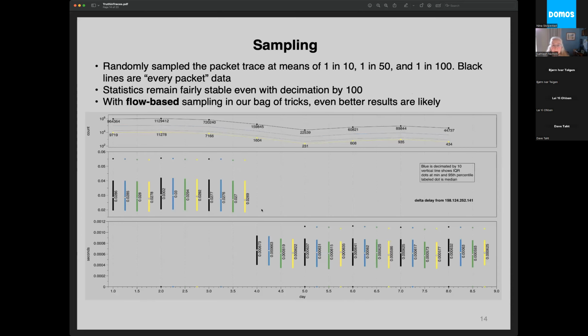And sampling, all I'm going to say about this is you can sample. I tried it out, and this is just to show that even decimating by 100, things weren't too bad. So it's just another thing to think about.